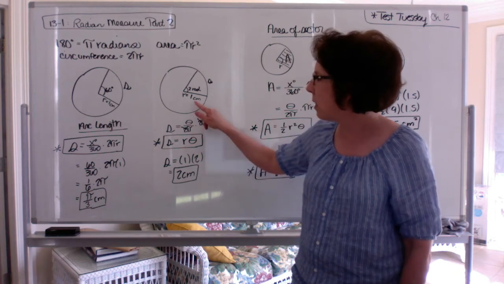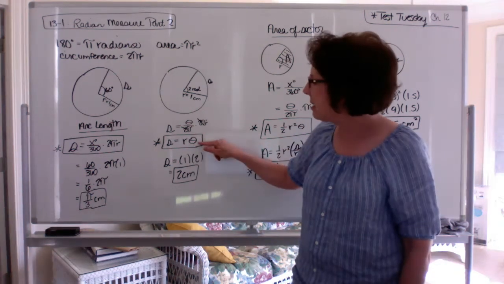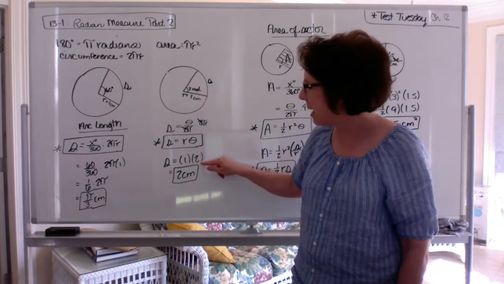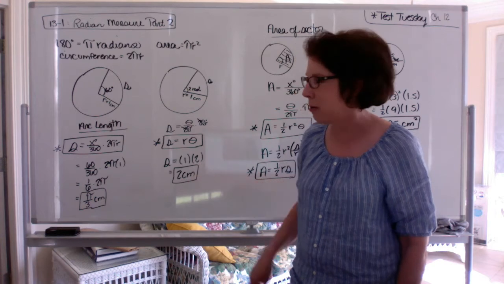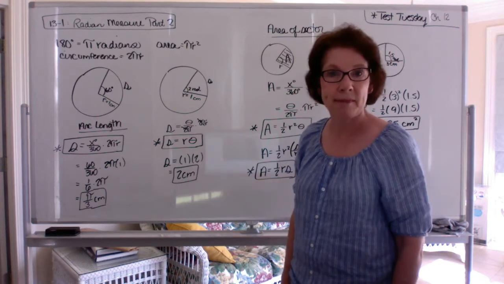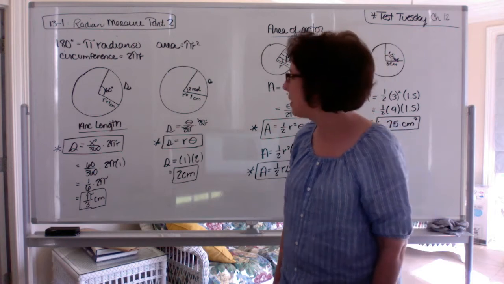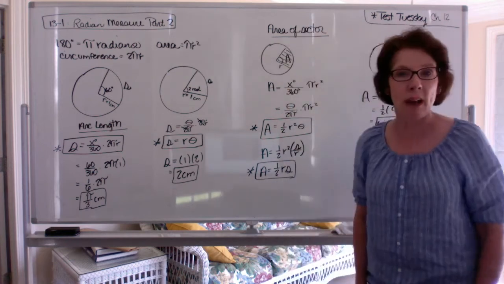Well, the radius is 1 centimeter again, and this is the measurement of my angle in radians. This one has a measurement of 2 radians, and so it is simply 2 centimeters. Done. r theta, where theta is the number of radians in your central angle. Okay, now let's go to the area of a sector.